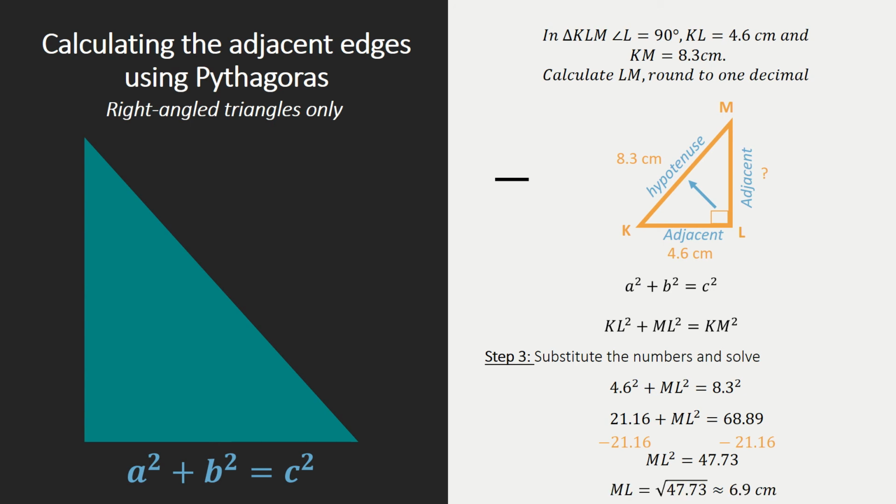So therefore you're going to use a square root. So ML equals the square root of 47.73, and that's approximately equal to 6.9 centimeters. Do not forget to use our approximately equal sign instead of our equal sign.